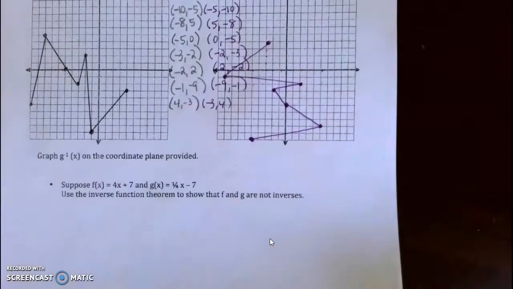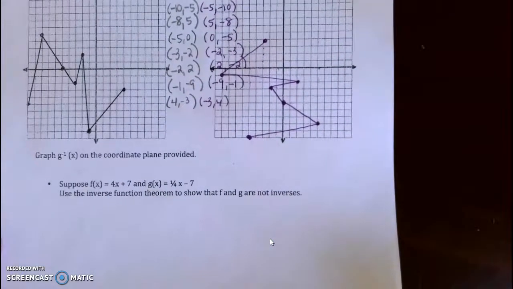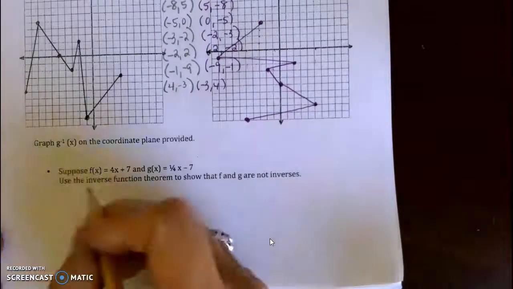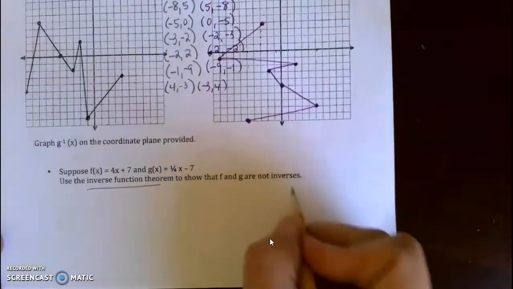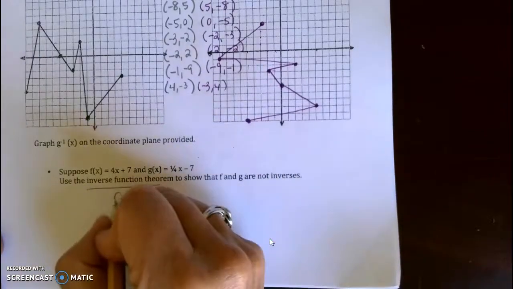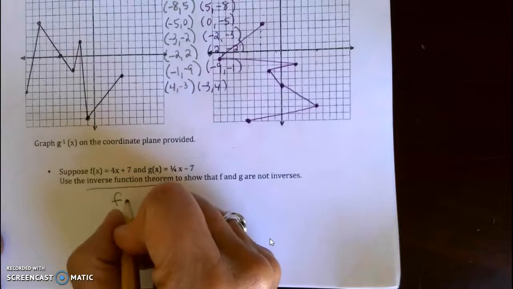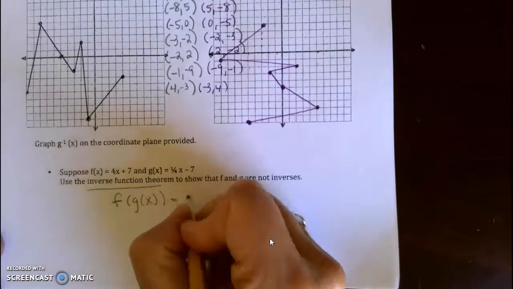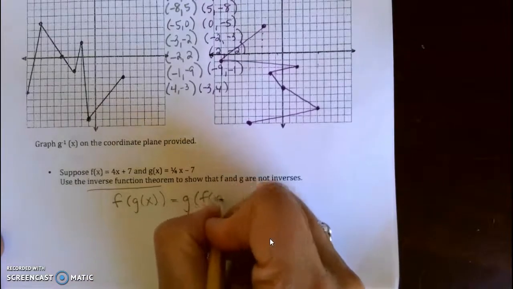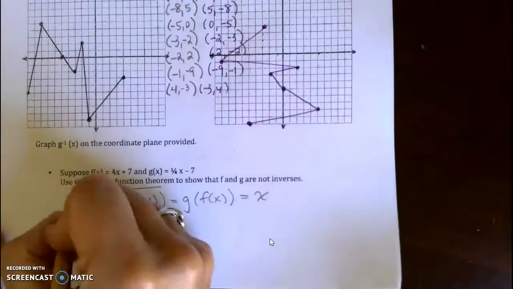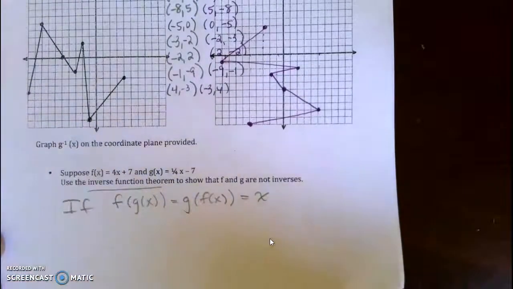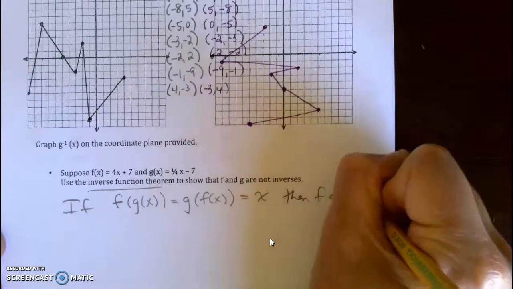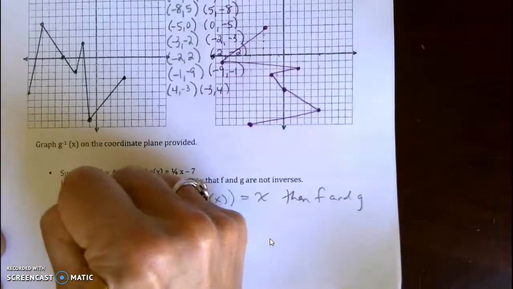Okay. Suppose that f of x is 4x plus 7, g of x is 1/4 x minus 7. Use the inverse function theorem to show that f and g are not inverses. So the inverse function theorem says that f of g of x equals g of f of x, and that equals x. So if this is true, then f and g are inverses.